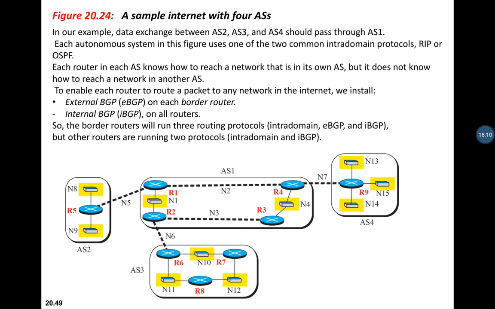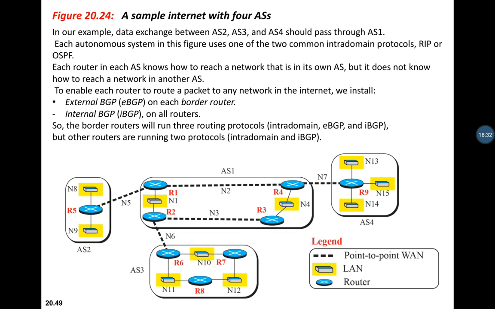And the second variation of this is iBGP, which is installed on all the routers. It is internal. Border routers will be running 3 protocols: intra-domain, eBGP and iBGP, but the other routers are running 2 protocols: intra-domain and iBGP.